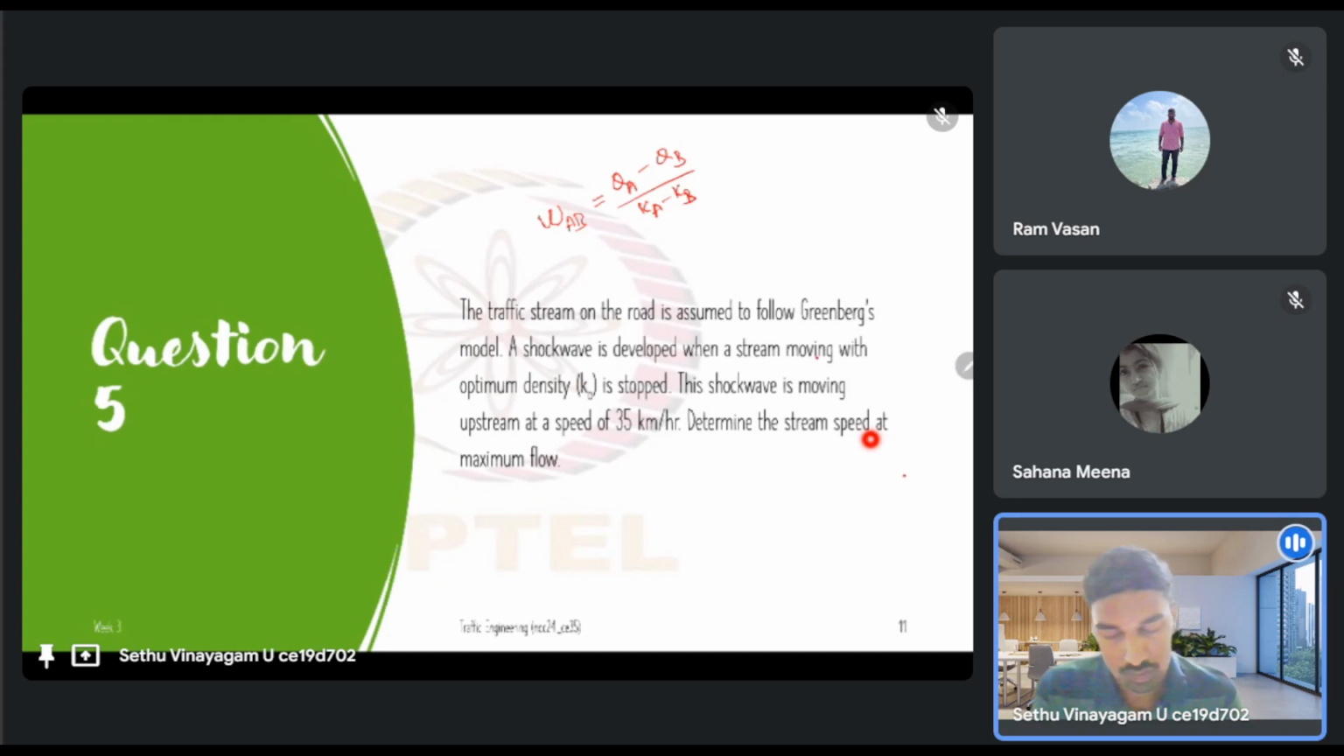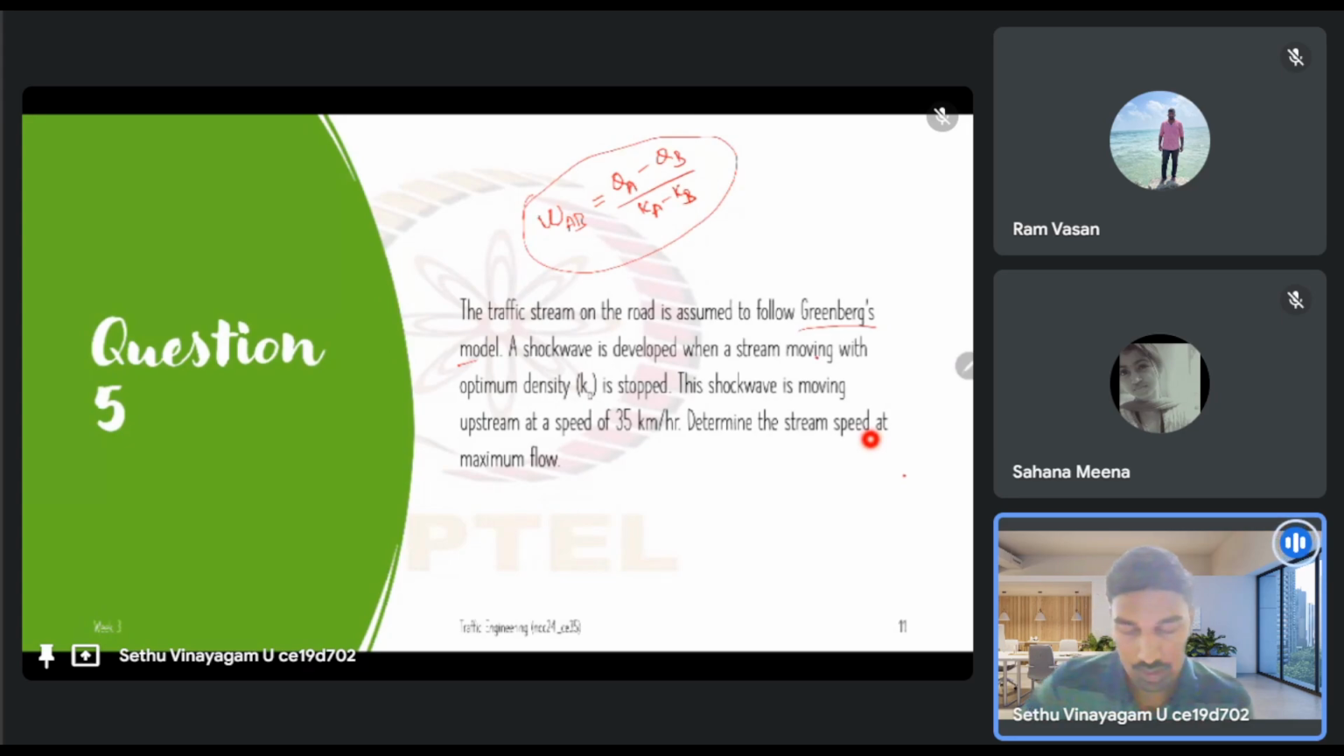So if you know those two, this is basically the slope of the line connecting traffic states A and B in the fundamental diagram. So that's how you calculate the speed of the shock wave, and that's what you need to use to solve this particular question. Again, you can take 4 to 5 minutes. You need to know the Greenberg model, so I can give you that as well.